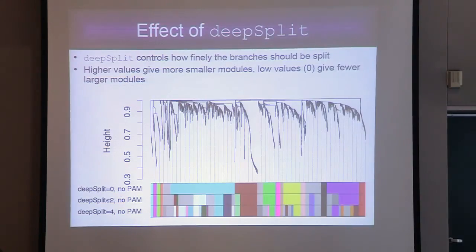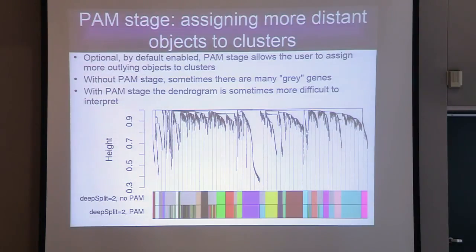PAM stage. Now if you increase deep split, you will get progressively more and more clusters, so finer and finer splitting. In general, more and more genes will be assigned to a cluster, but there are still blocks of gray color, which are these unassigned genes, which is sometimes not such a good idea. So what happens when you do turn on the PAM stage? It's optional, it's by default enabled.